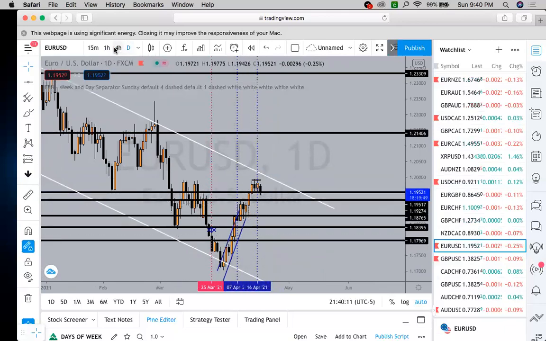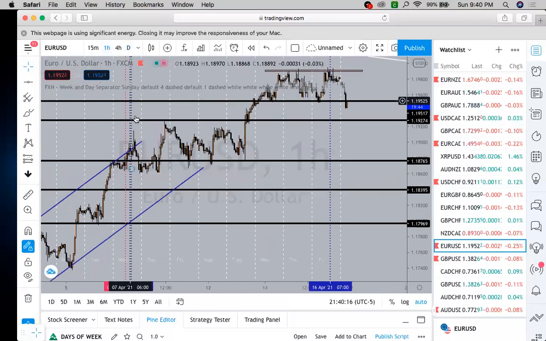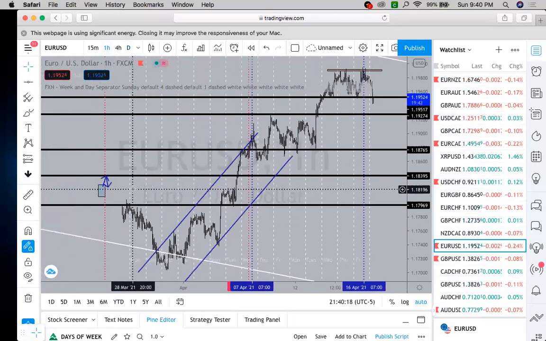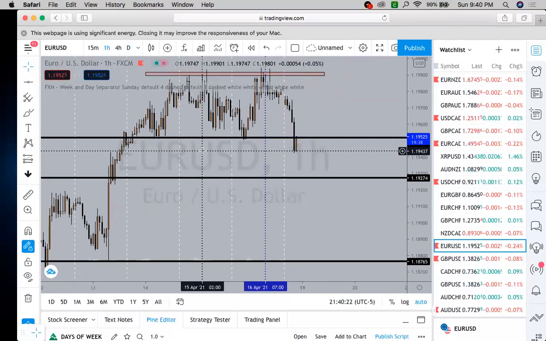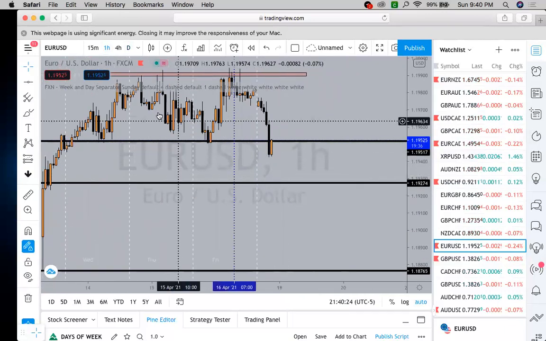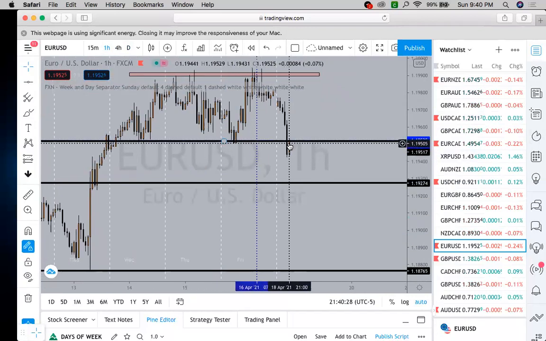On the daily, look at this activity, it's still in the uptrend, right? That's the 4 hour, 1 hour. Everybody agree that this is an uptrend, right? We're still going to go ahead and look for buys.